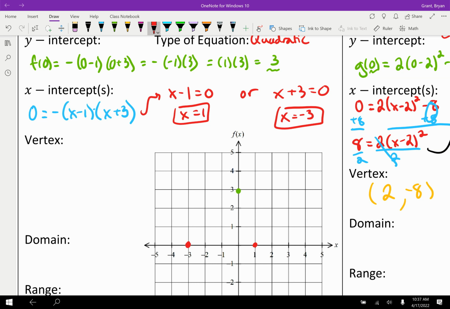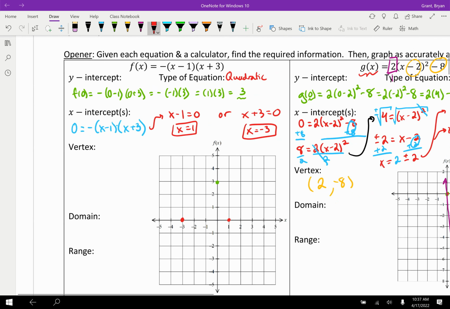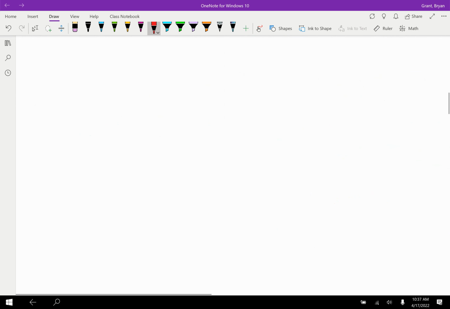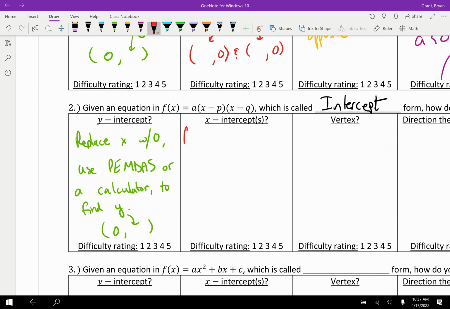Okay, so I think there was quite a bit less work for these x-intercepts than there were for the others. So let's go ahead and summarize what we did, though. To find the x-intercepts, we still replace y with 0. But then we're going to use that zero product property.